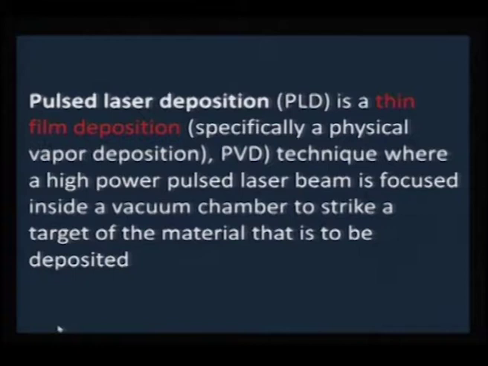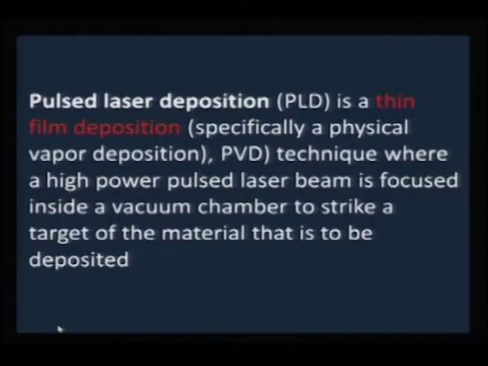So in terms of a definition, pulse laser deposition is a thin film deposition, specifically a physical vapor deposition, because there is not much chemistry involved. It is also called PVD because a complementary chemical technique called CVD, chemical vapor deposition, exists. So this is a complementary technique to CVD, where a high power pulse laser beam is focused inside a vacuum chamber to strike a target of the material that is to be deposited. This is a high vacuum chamber. Usually for normal practice we use 10 power minus 7, but you can also use 10 power minus 11, that is ultra high vacuum chambers.